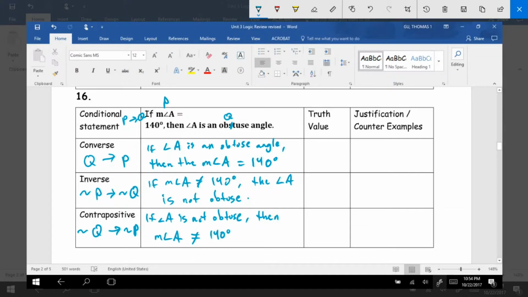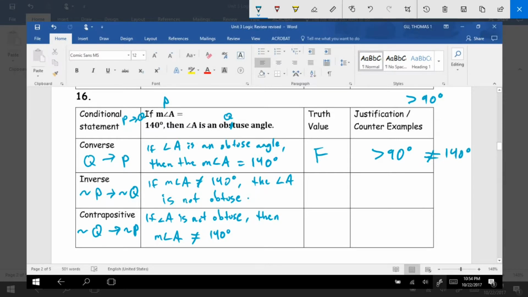Okay, so now let's find the truth value for each one. For the converse, if angle A is an obtuse angle, then the measure of angle A equals 140 degrees. Remember, an obtuse angle is anything greater than 90 degrees. So does it always have to be 140 degrees? No, it doesn't, so it's false. It could be anything greater than 90 degrees that's not equal to 140 degrees. So there's many options to choose from, but there it is.